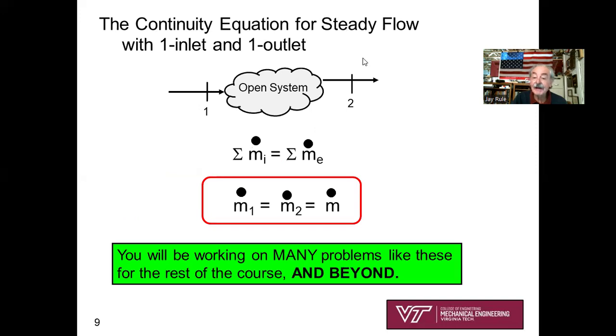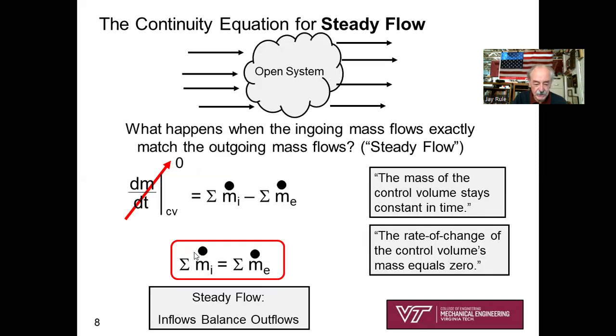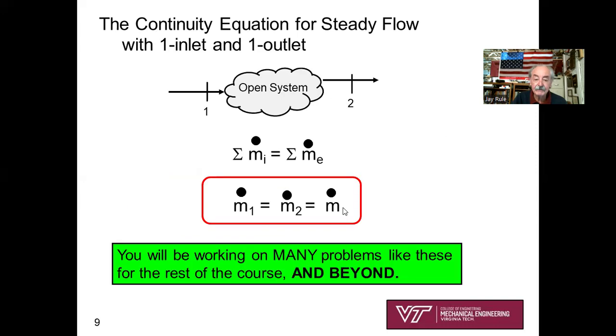Okay. Now let's simplify again. Let's see what we had. It said the sum of all the mass flows going in equals the sum of all the mass flows going out. Let's simplify. Let's look at one inlet and one outlet. It's only one pipe going in and one pipe going out of our open system cloud. It can be anything. So what's the sum of the m dot in? It's m dot 1, and m dot exiting, m dot 2.